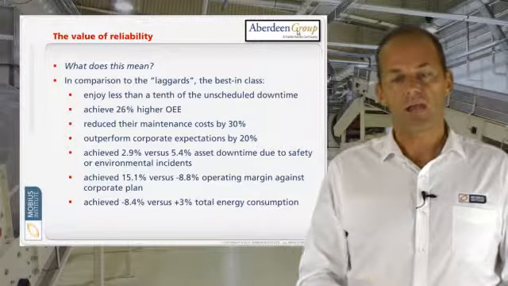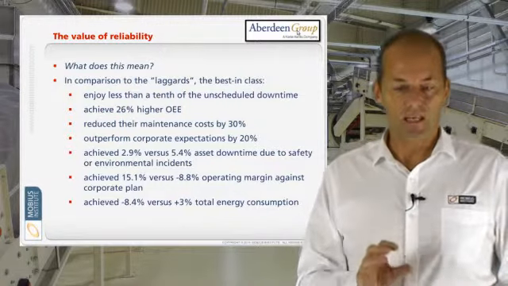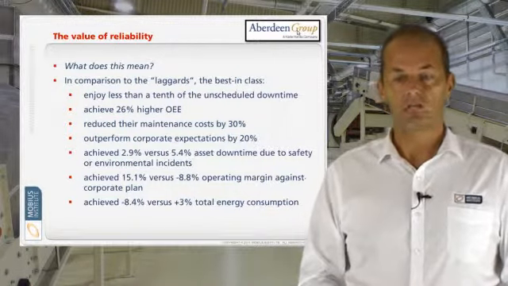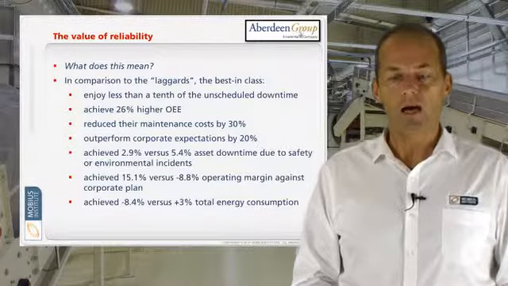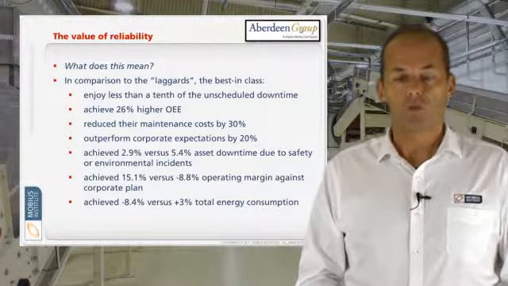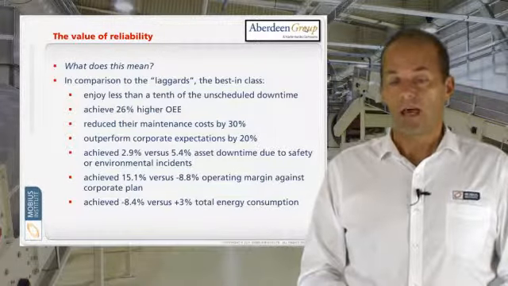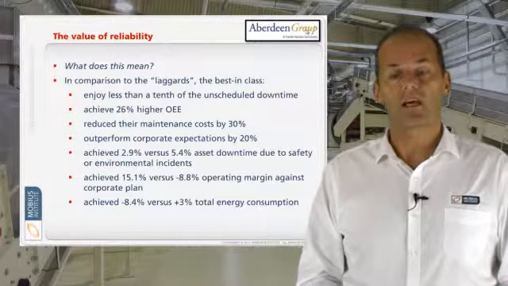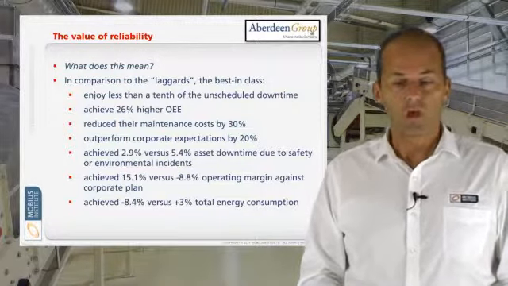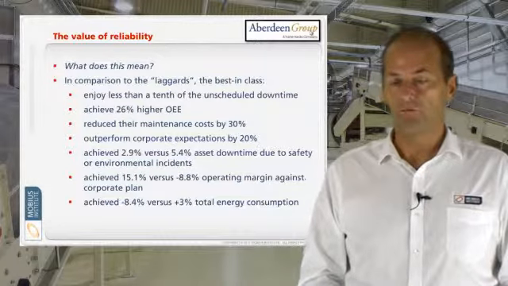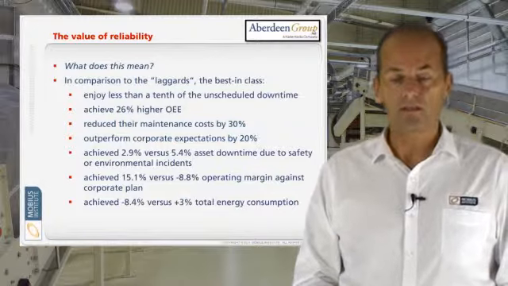In comparison to the laggards, the best in class enjoy less than 1/10 of the unscheduled downtime. They achieve 26% higher OEE. They reduce their maintenance costs by 30%. They outperformed corporate expectations by 20%. They achieved 2.9% versus 5.4% asset downtime due to safety or environmental incidents.